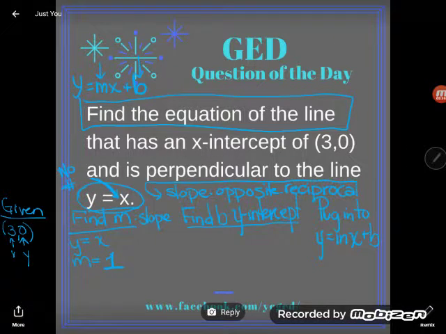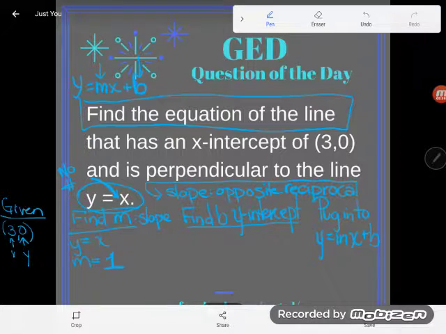Why? Because 1 times x is the same as x. Okay, and so how many x's are there? Just one single solitary x. And so my slope of that particular line was 1.